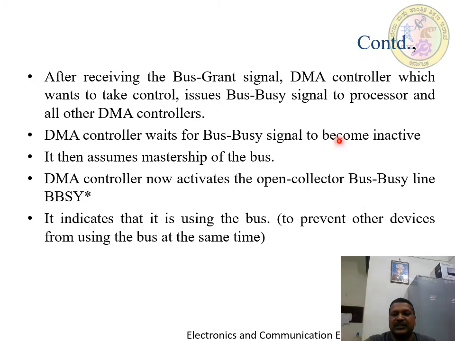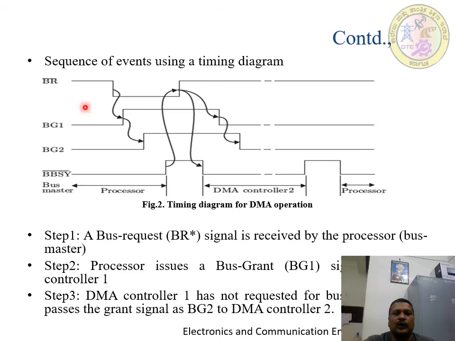So by using this sequence of signals, bus mastership can be transferred in this fashion. Now, in terms of this waveform or clock, here is the sequence of events using a timing diagram. In the timing diagram, you can see the events in becoming the bus master.